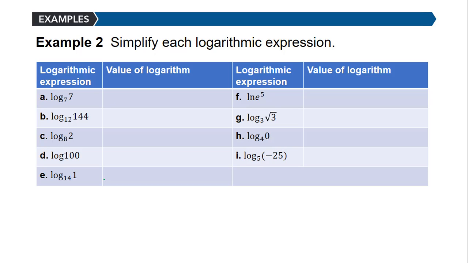So I want to simplify some logarithmic expressions in this example. The first one we have is log to the base 7 of 7. So what you're thinking is, what exponent do I need to raise 7 to get 7? Well, 7 to the 1 is 7, so log to the base 7 of 7 is just 1.